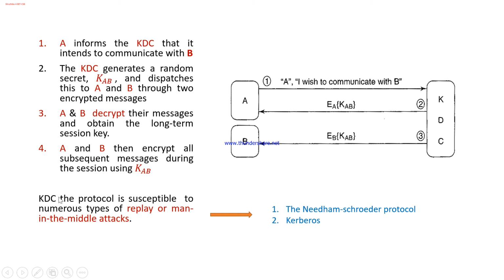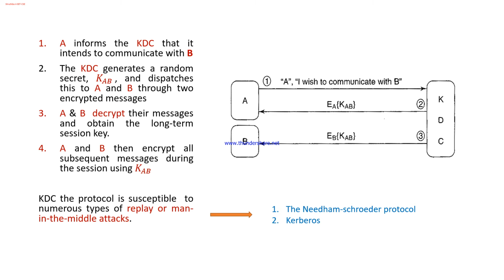This key distribution center protocol is susceptible to numerous types of replay or man-in-the-middle attacks. You know in general what a replay attack and a man-in-the-middle attack are. Not only this, any cryptographic algorithm will be susceptible to one or another type of attack. How people came out with protocols, how many versions of protocols they came up with, how the corrections were done, all these things we will discuss in detail. Here we'll be discussing two protocols in your syllabus: the Needham Schroeder protocol and Kerberos.